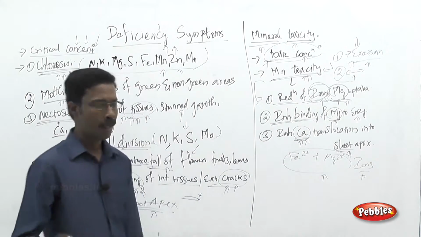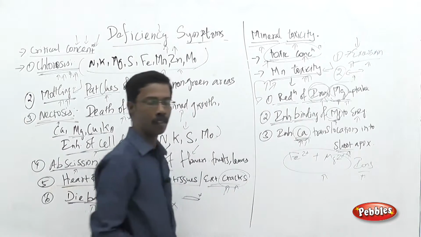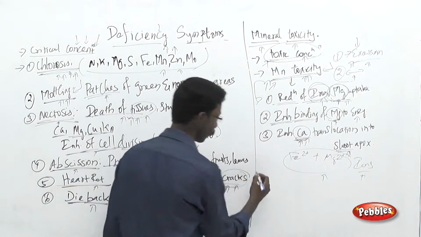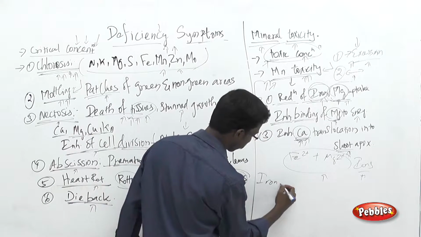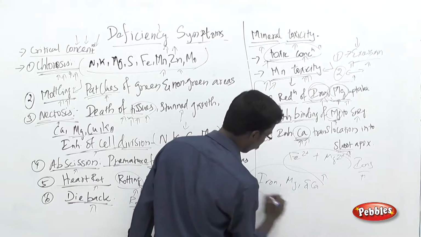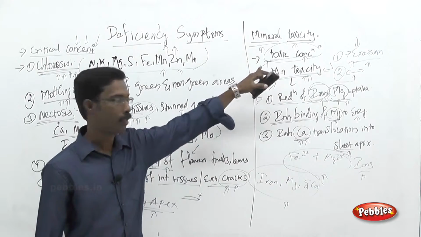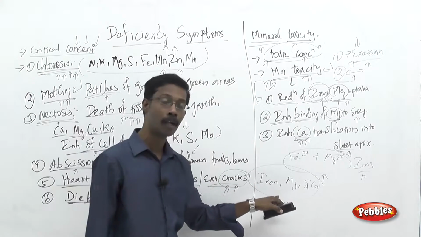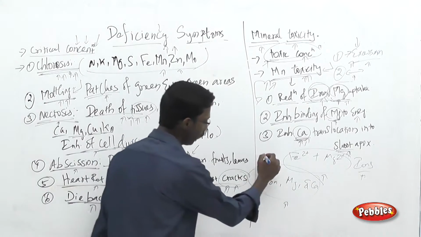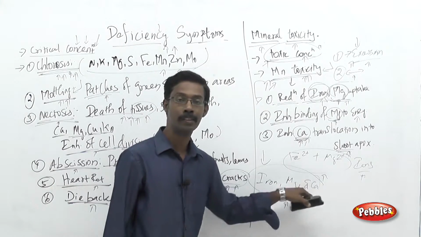Okay, so while manganese is present in excess concentration, normally you will observe the deficiency symptoms of iron, magnesium and calcium. Why? As I told you, the presence of excess manganese will interfere with the uptake and the normal functioning of these three ions, so that in the particular plant you will observe the deficiency symptoms of these three ions.